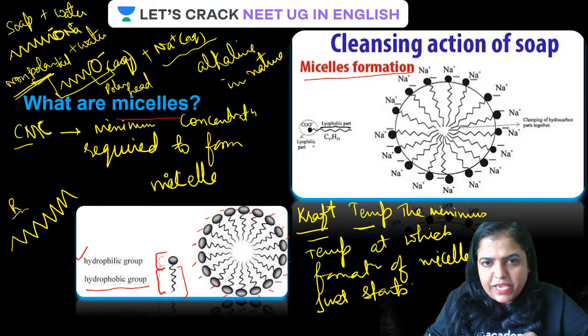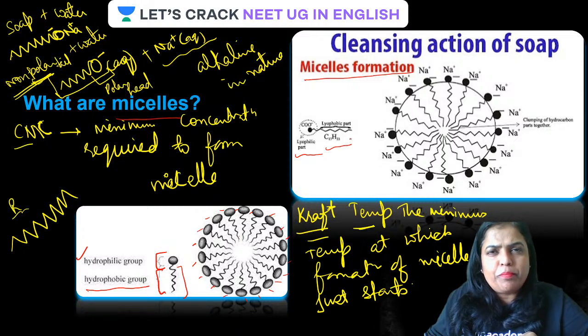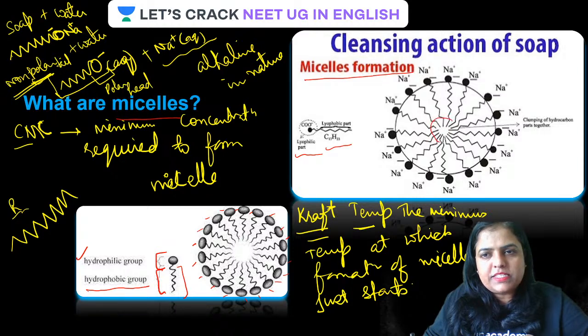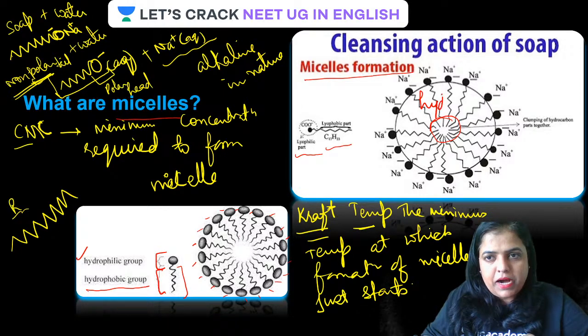Okay, guys. You can see one end is lyophilic part and the other one is lyophobic. That long carbon chain is the lyophobic one. Clumping of hydrocarbon parts together. This is how, because they are all lyophobic, hydrophobic. Remember, this part is hydrophobic.